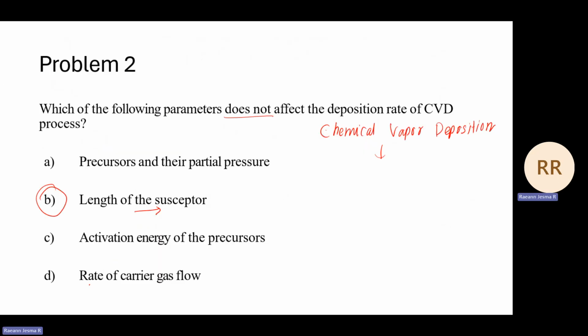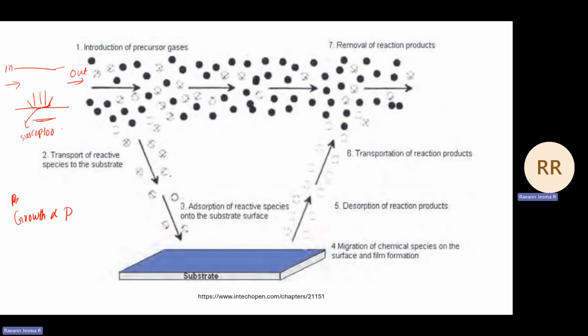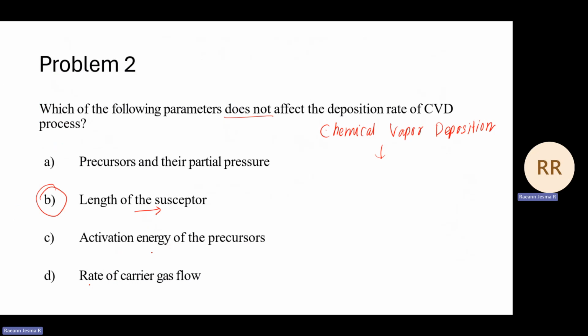Then the activation energy of the precursor. So here, what is happening is it is getting adsorbed. After getting adsorbed, it should react. So generally, for any reaction to happen, if you just mix two things, the reaction generally does not happen. Only if you have supplied some energy which is greater than the activation energy, then the reaction happens. So activation energy of the precursor will affect the deposition rate. If you have not supplied enough activation energy, your reaction will not start. But if you have given enough activation energy, your reaction will start.